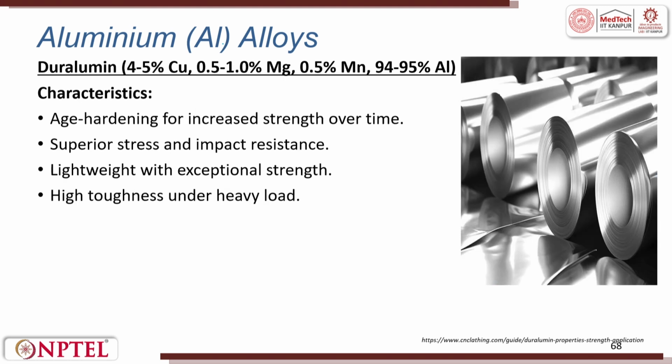When we see the aluminum alloy duralumin, it is 4 to 5% of copper, 0.5 to 1% of magnesium, 0.5% of manganese, and 94 to 95% of aluminum. Age hardening for increasing strength over a period of time happens. It gives superior stress and impact resistance. Age hardening is a phenomenon which will be dealt with in the heat treatment discussion. Lightweight with exceptional strength, high toughness with very heavy loads. These are all the properties of duralumin, which is finding lots of applications in the aerospace industry today.